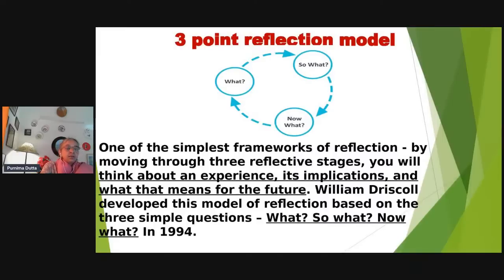So it's called the 3 point reflection model, or it's also called "What, So What, Now What." It's very simple. The person who fine-tuned and adapted it is William Driscoll in 1994. So what is this What, So What, Now What model all about? We'll go through this.